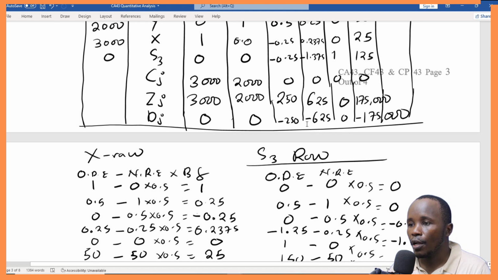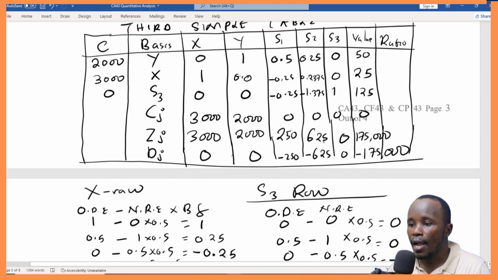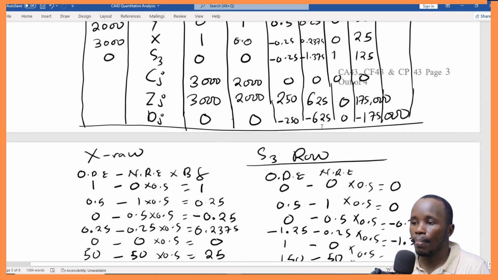because x and y moved, then they are going to have 0 as their slack prices here. But 125, this one will be available because it had not changed. S3 remained where it was. And here these are shadow prices here. Anyway, that is not part of this question.